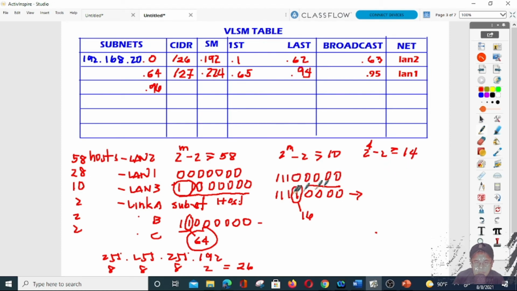This is 224, 240. This is 240, because 3 is 224 plus 16: 1, 2, 4, 8, 16 is 240. And the equivalent CIDR is 24 plus 4, which is 28. So therefore, with an increment of 16, the next subnet will be 96 plus 16, which will be 112. 112 is the next subnet.